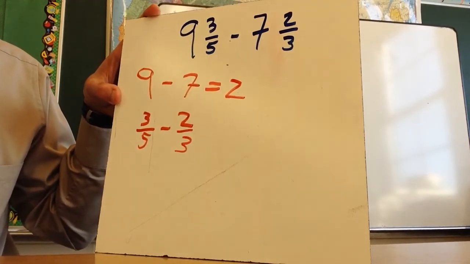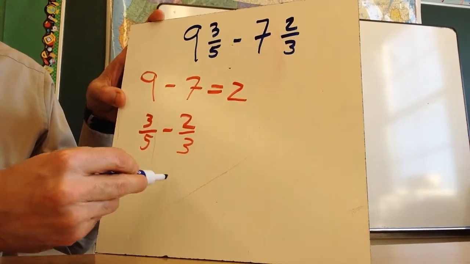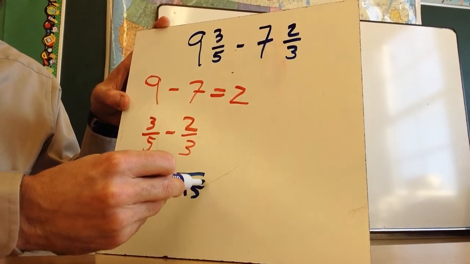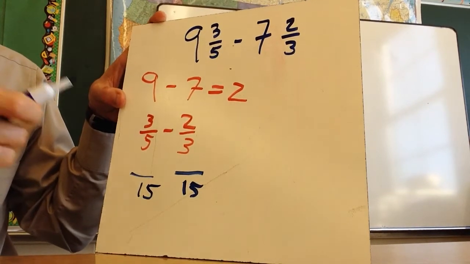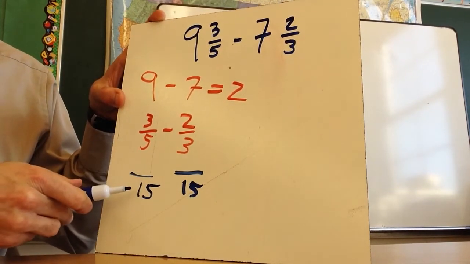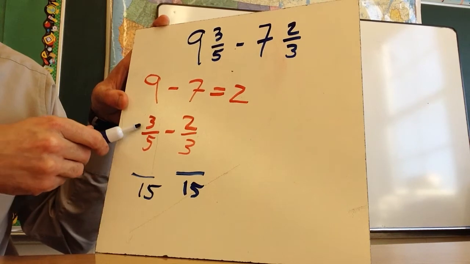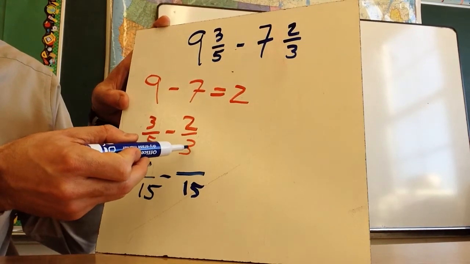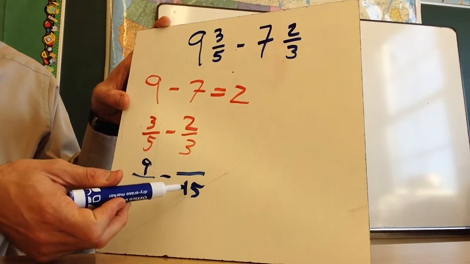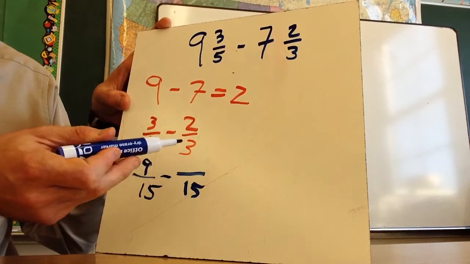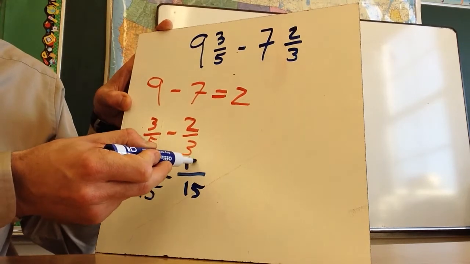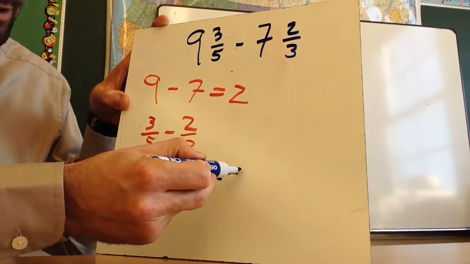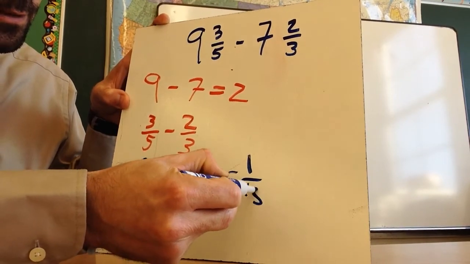And then over here, what I need to do is find a common denominator. 5 and 3, the common denominator for them is 15. We actually did a problem very similar to this before. 5 times 3 gets me to 15, so I have to multiply 3 to the numerator. 3 times 5 gets me 15, so now I have to multiply 5 to the numerator here. I get 9/15 minus 10/15. This is going to give me negative 1/15.